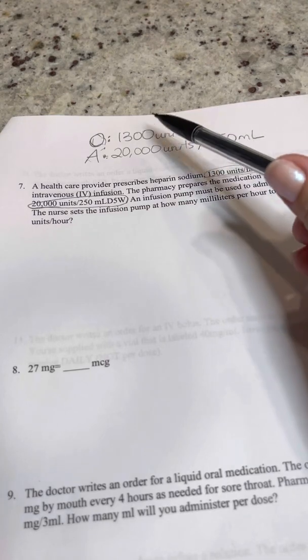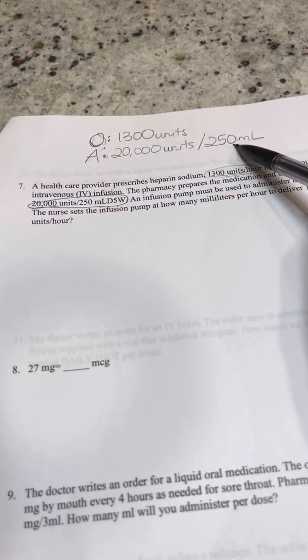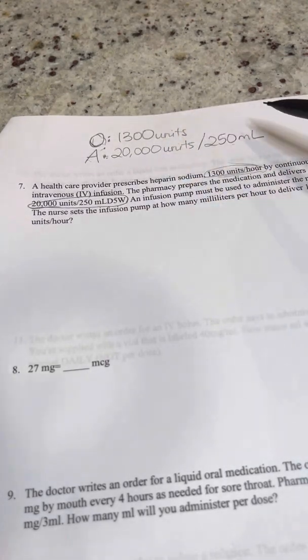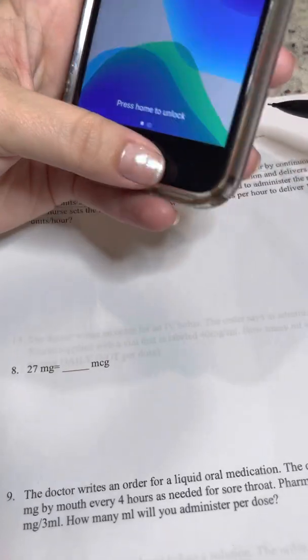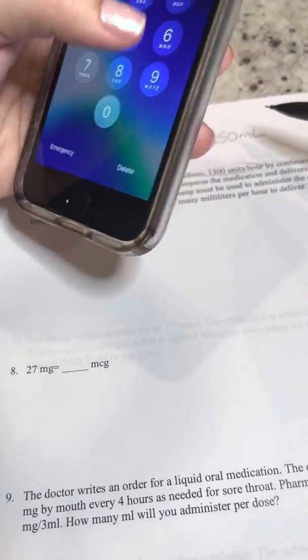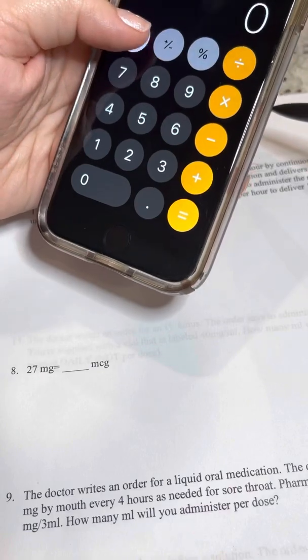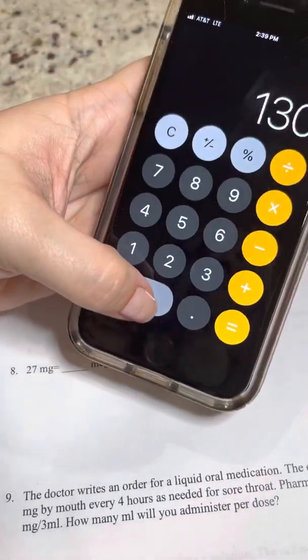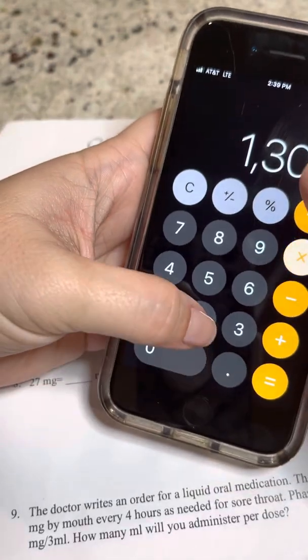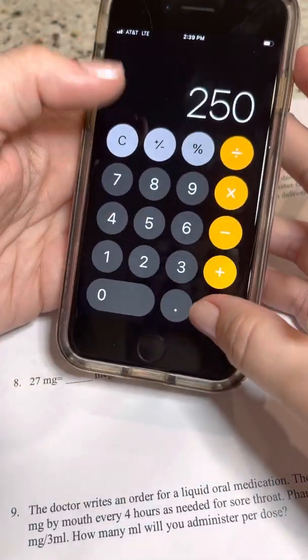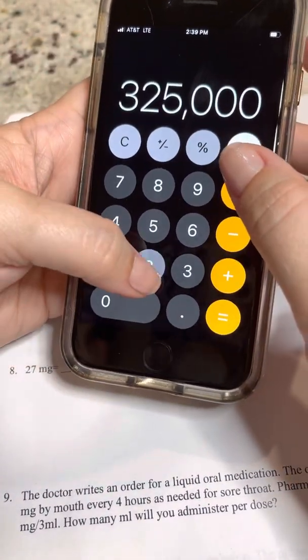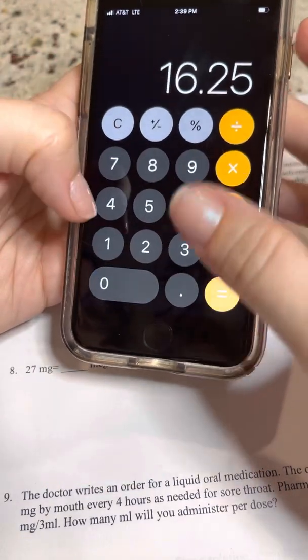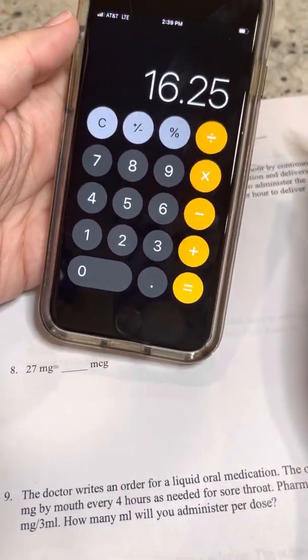So, fast way, we're going to do 1,300 times 250 divided by 20,000. All right, what did I say? 1,300 times 250 divided by 20,000. And that gives us 16.25.